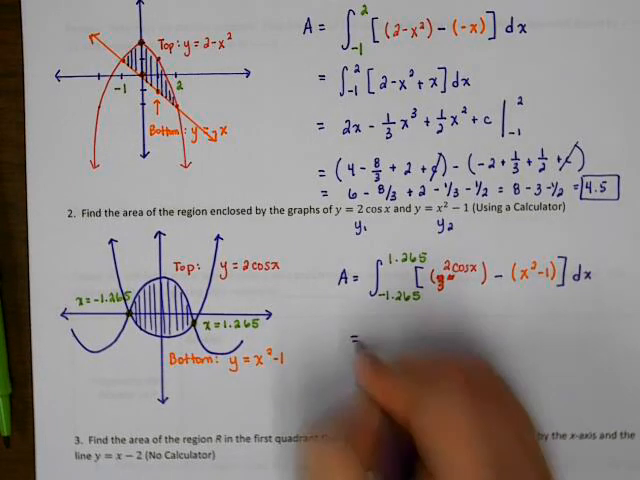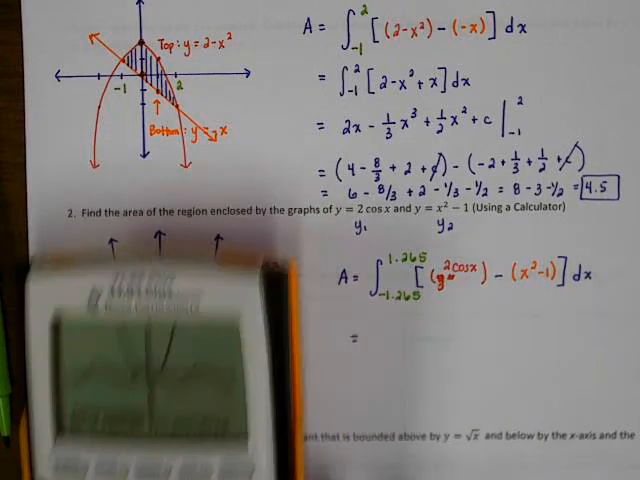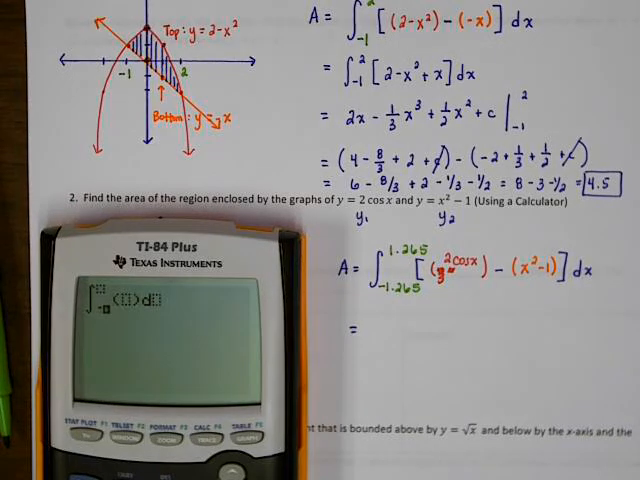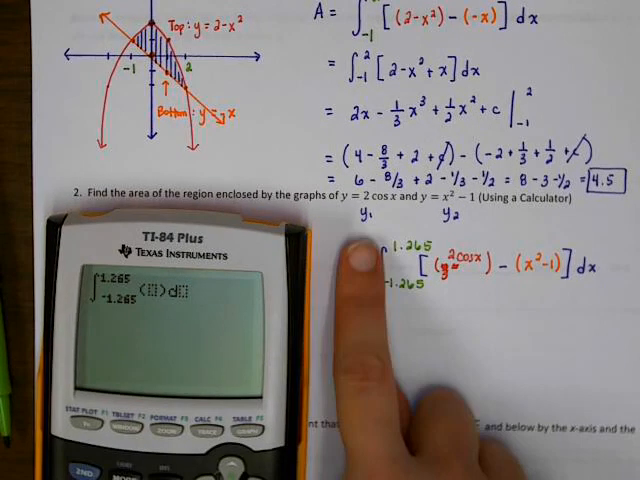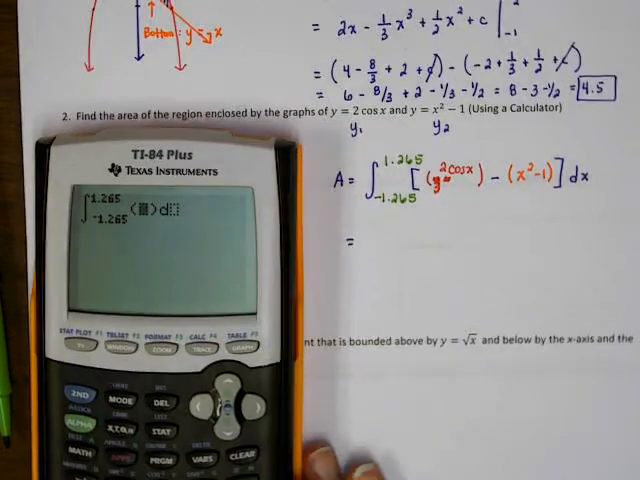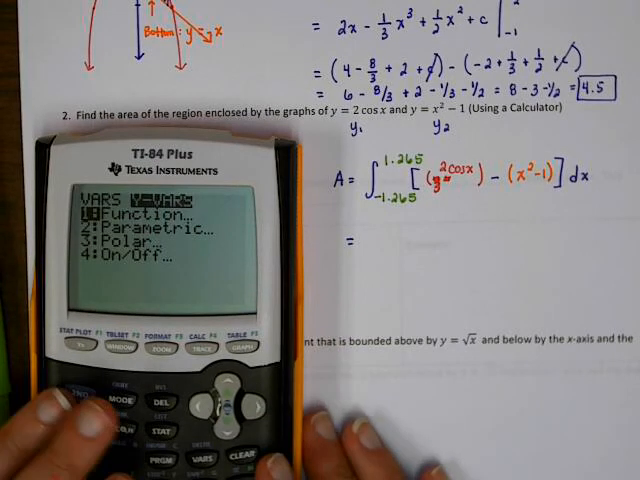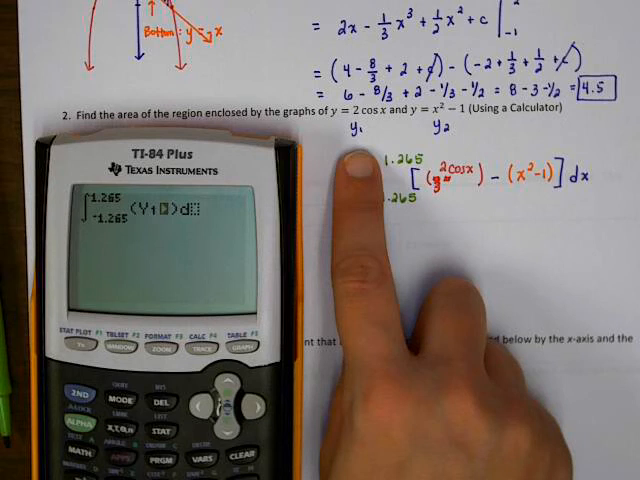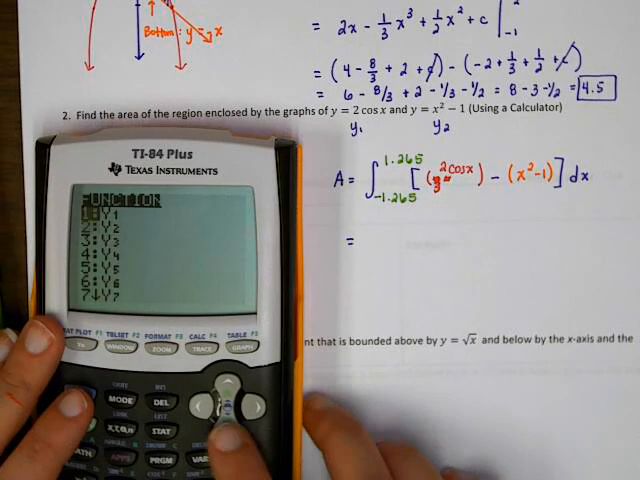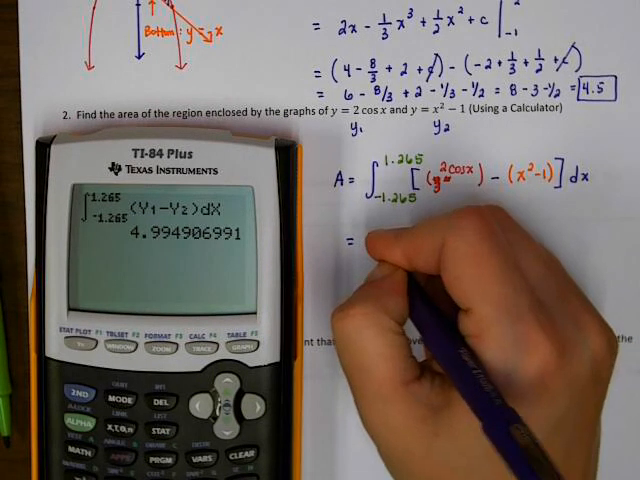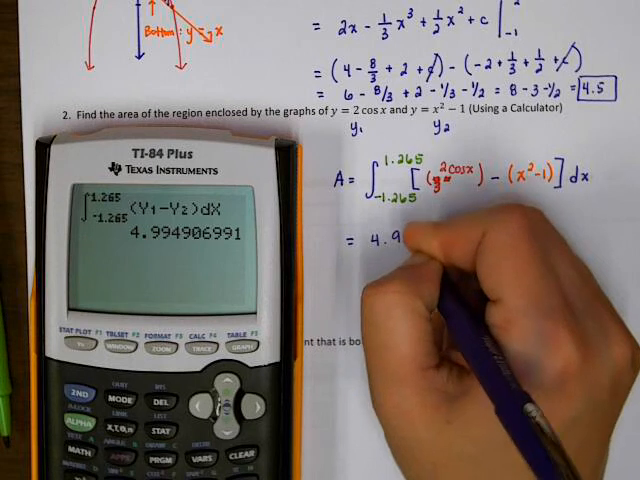Now, after I write that down, here's how I'm actually going to compute this. I'm going to go to my calculator. I'm going to go to Math 9. I'm going to integrate from negative 1.265 to positive 1.265. But remember how we typed this function into y1 and this one into y2? I'm just going to tell my calculator to recall those functions using my variables buttons. So I'm going to type in my y1 function first, because 2 cosine was the y1 function, minus, using my variables button, the y2 function, dx. And I should get 4.995.